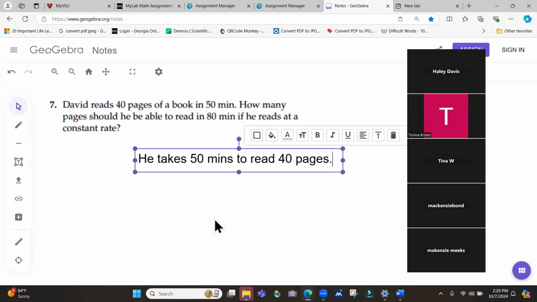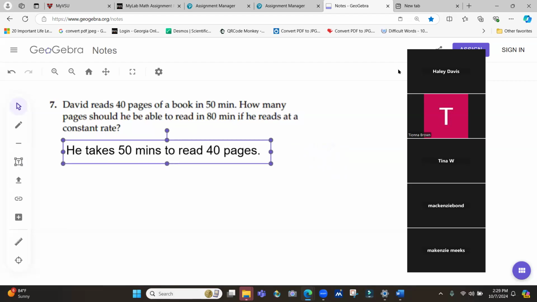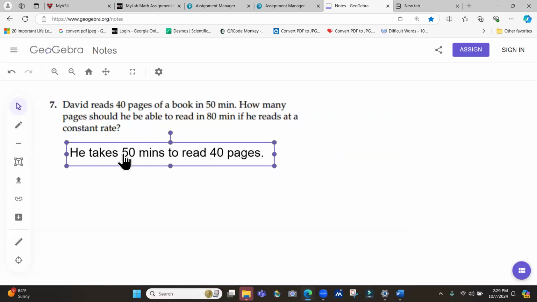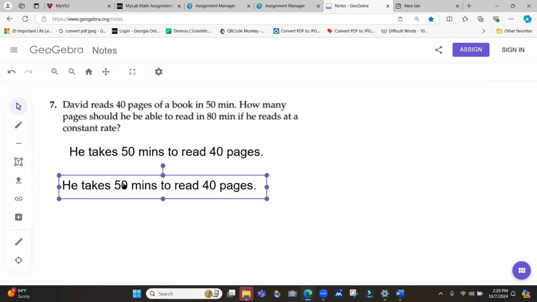I'll do it in two ways. I like to do it this way, the way I'm doing it, but I'll do it a second way, the way most people do in the US, actually. And you'll say, oh yeah, that's how I would do it. Most of you would say that. So he takes 50 minutes to read.